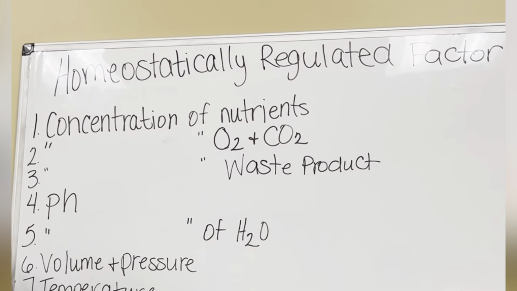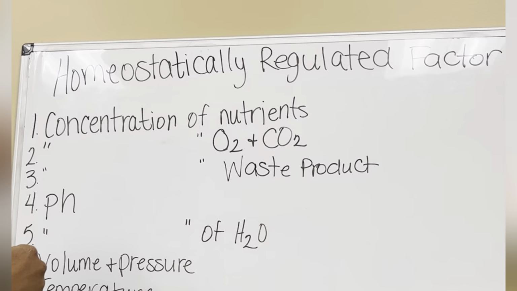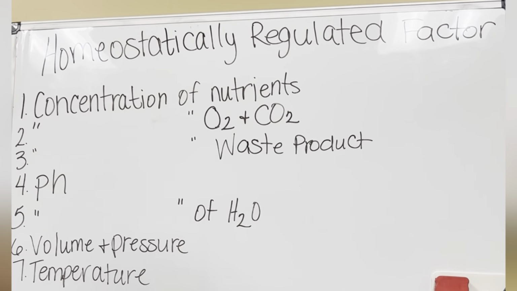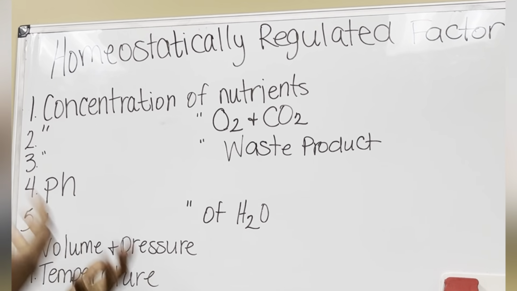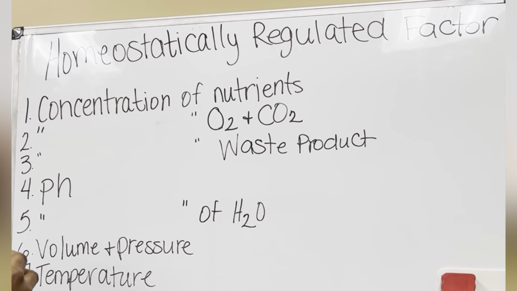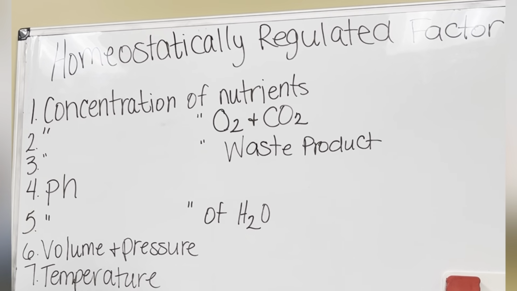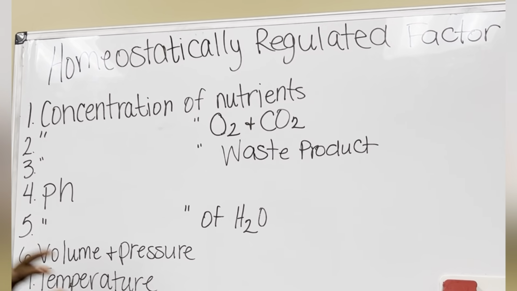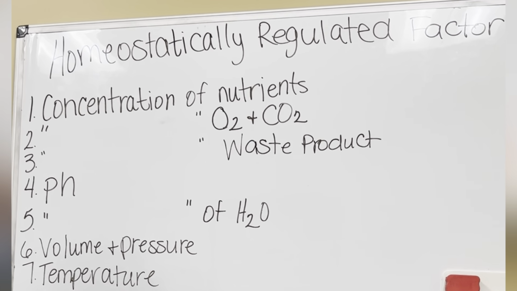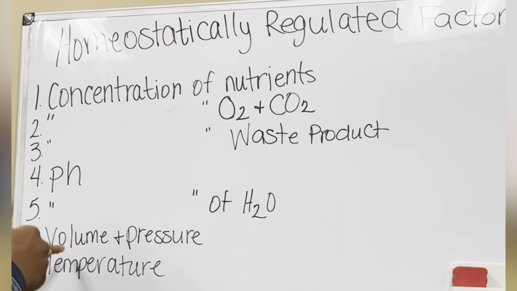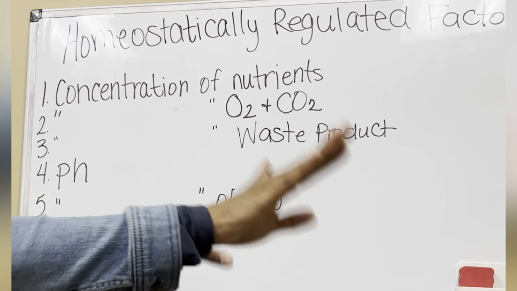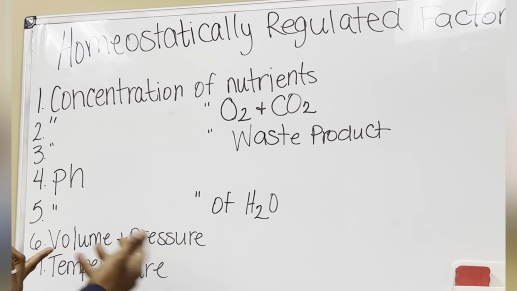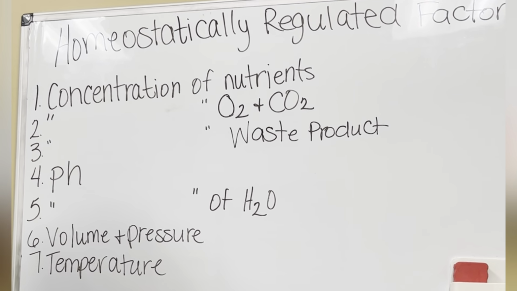pH deals with alkalinity and acidity, and the higher the acidity in your body, the sicker you can be. Concentration of water: our bodies are made up of so much water, so we have to have a certain amount of water in our bodies to keep them in a steady state. Volume and pressure: the only thing I can think of is the arteries and blood pressure, blood being able to flow through the arteries optimally in order to stay in a steady state. Otherwise it can lead to high blood pressure, maybe.